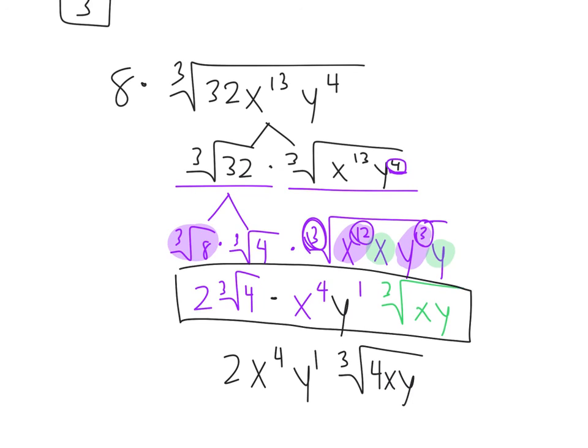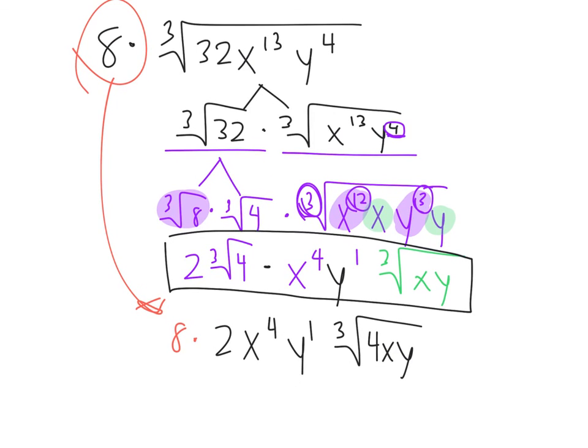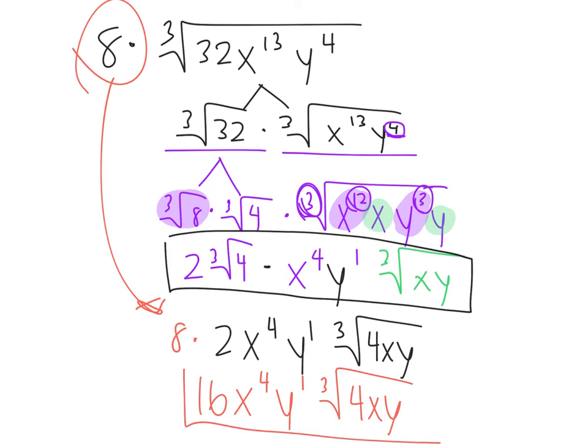However, some of you should be thinking, oh, you're missing something, and it's that 8 that's up here, right? That 8 is still being multiplied by that whole radical that we just simplified, so I still need to bring that down to my final answer. So 8 times 2 is going to give me 16, so 16x to the 4th, y to the 1st, times the cube root of 4xy. And that would be my final answer.